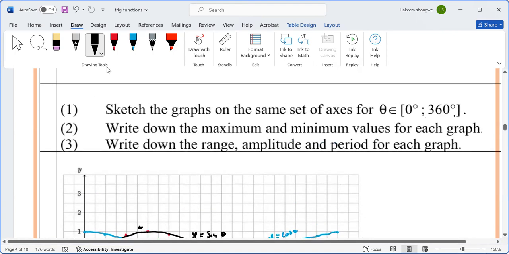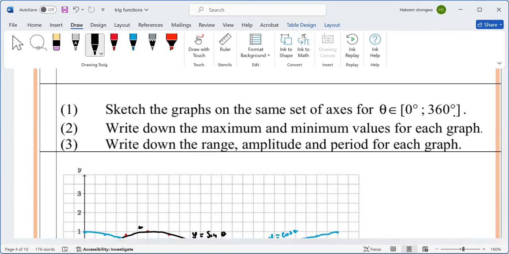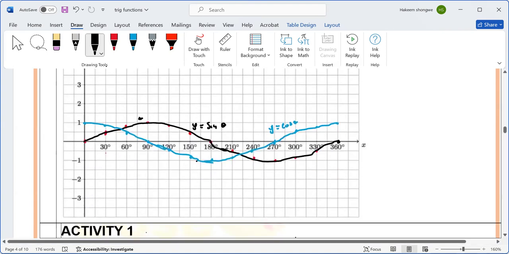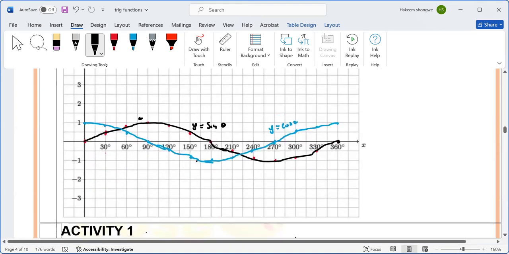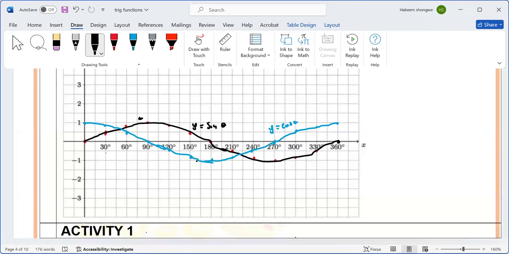Now, next, they say, tell us what is going to be the maximum and the minimum value of each graph. So we're going to start with the sine graph. What is the minimum value that you see? What is the smallest value that you see on the graph? The smallest value that I'm talking about is the y value. Write down the smallest value that you see and the biggest value that you see. Let's start with the black one. What is the smallest value of y that you see? I think here we have 270, which goes with -1. And then here I have 90.